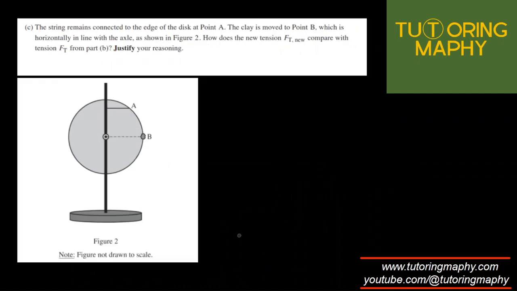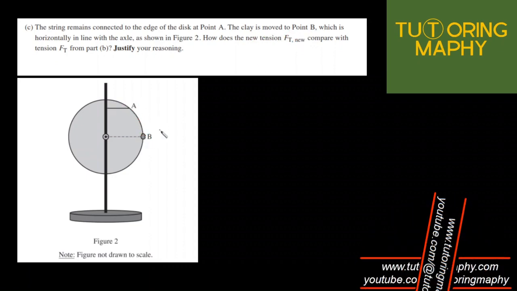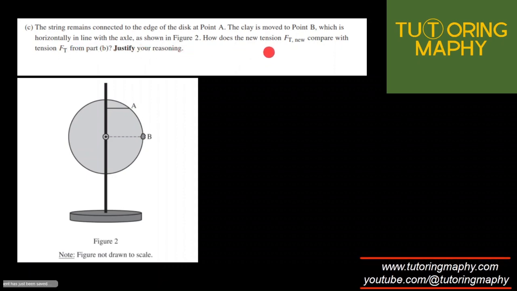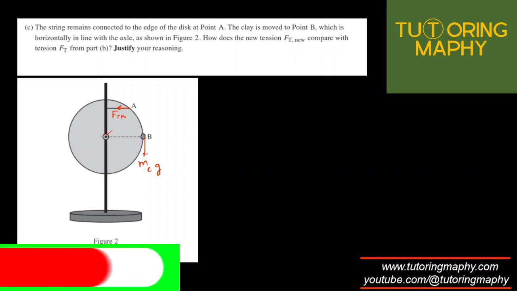Right. Next one talks about the string remaining connected to the edge of the disk at point A. The clay is moved to point B, which is horizontally in line with the axle. So how does the new tension compare with the tension Ft as shown over here? Okay, all right. So they are just suggesting that the tension is still over here, but the clay has been moved to position B. So the tension will still be acting over here, which is going to be Ft new, let's call it Ft sub n, and mg is going to act over here, and these two things are not going to change.